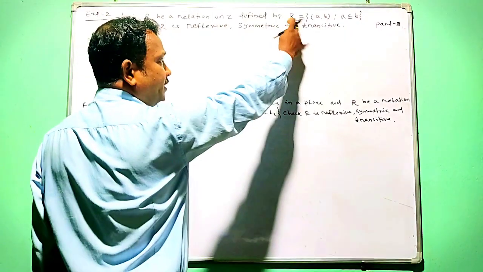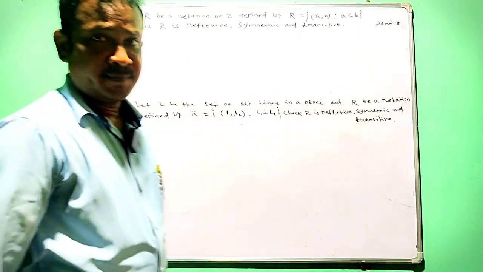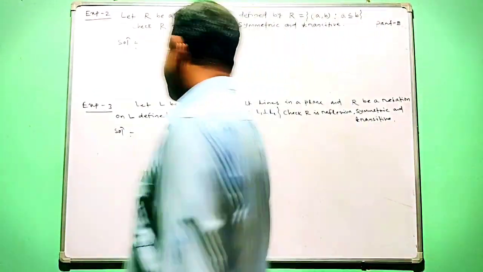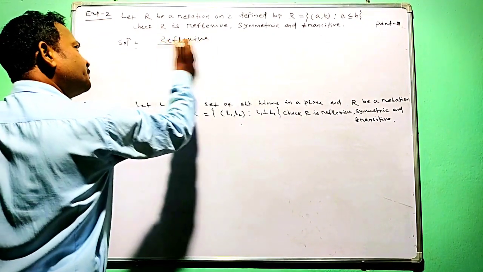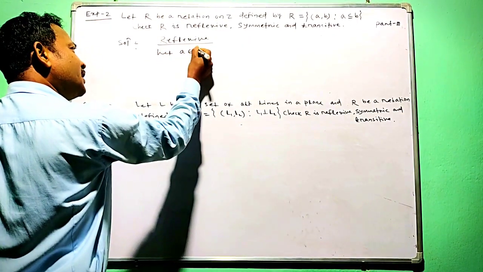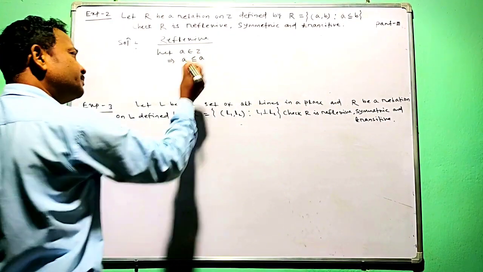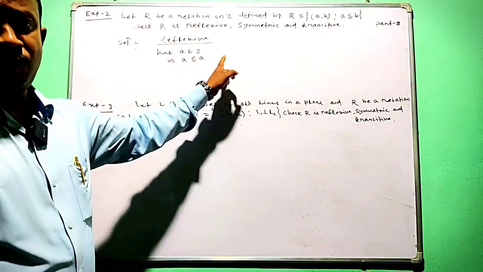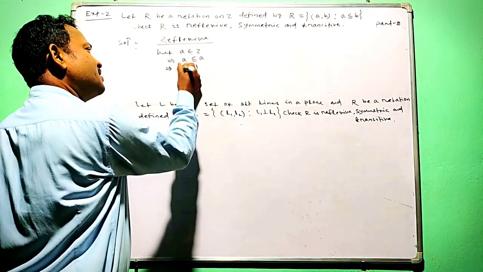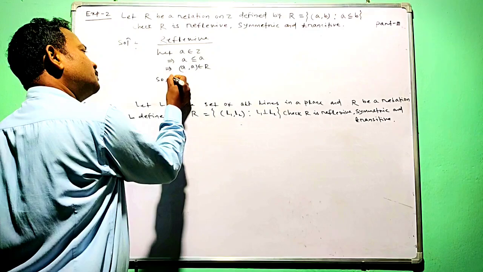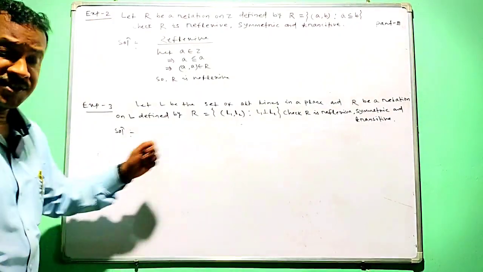Z set defined by R is equal to {(a, b) such that a is less than or equal to b}. Check R is reflexive, symmetric and transitive. Solution: test reflexive. Let a be an element of Z, that implies a is less than or equal to a. Here one condition is satisfied, a is equal to a, that means a is less than or equal to a, that implies (a, a) is an element of R, so R is reflexive.